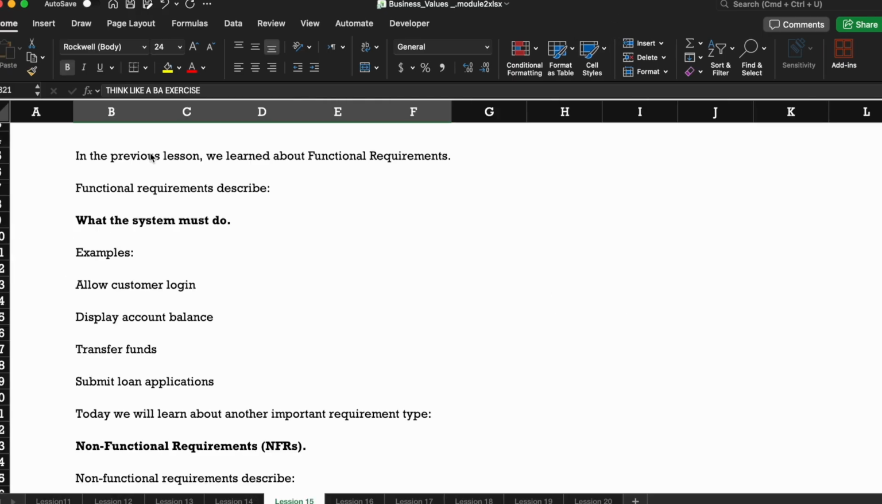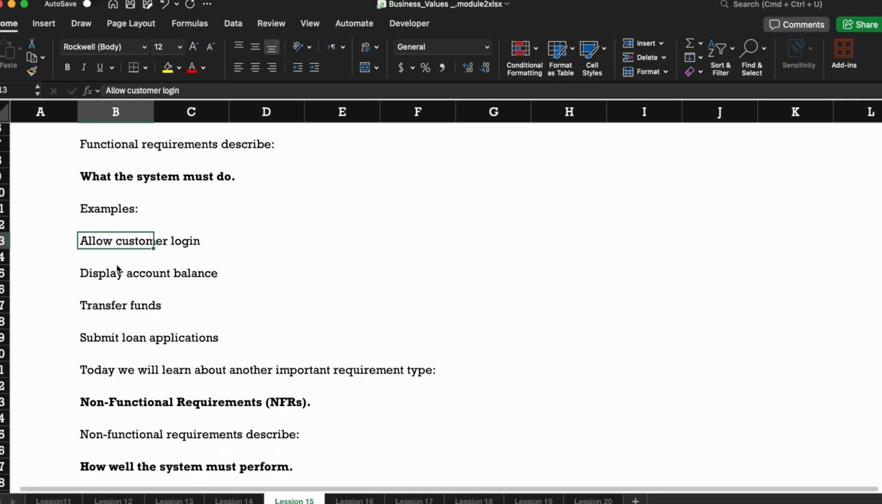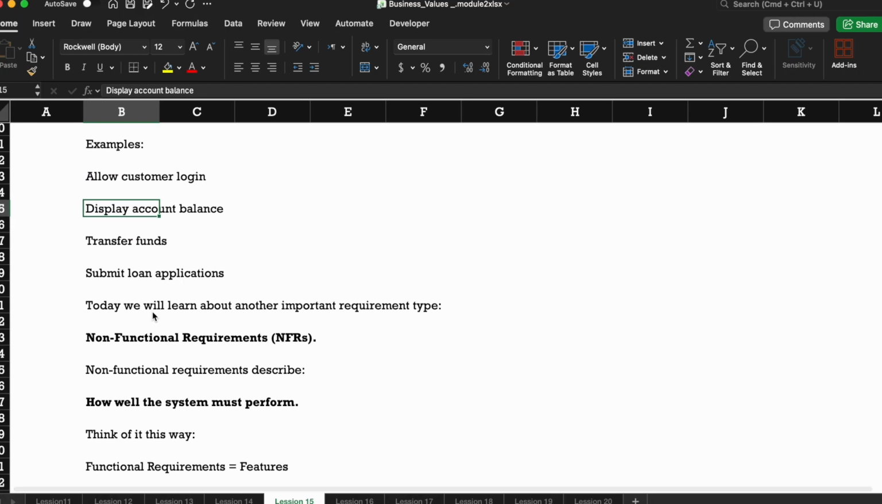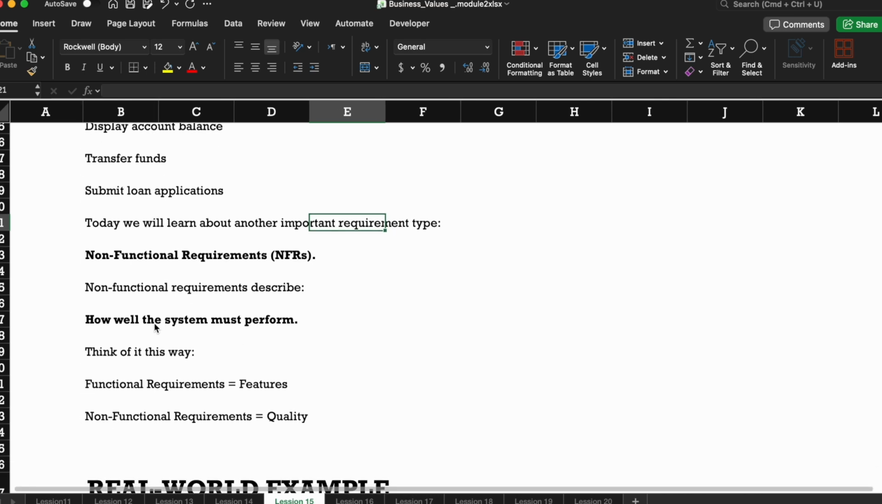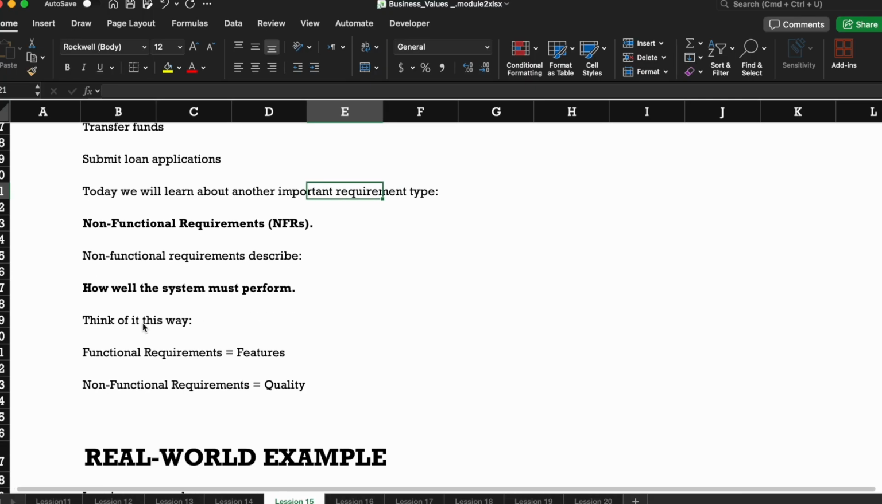In the previous lesson we learned about functional requirements. Functional requirements describe what the system must do. Example: allow customer login, display account balance, transfer funds, submit loan application. Today we will learn about another important requirement type, non-functional requirements, NFRs. Non-functional requirements describe how well the system must perform.